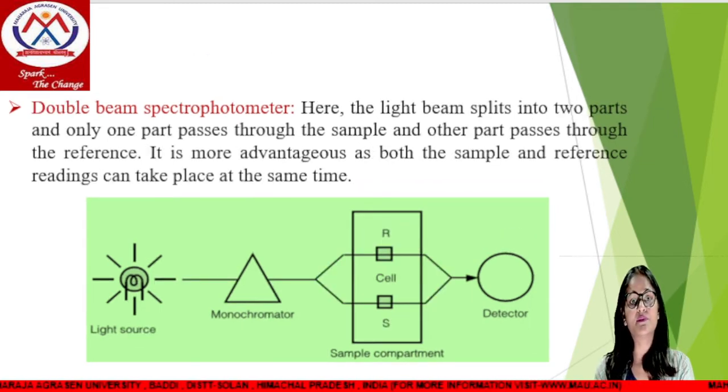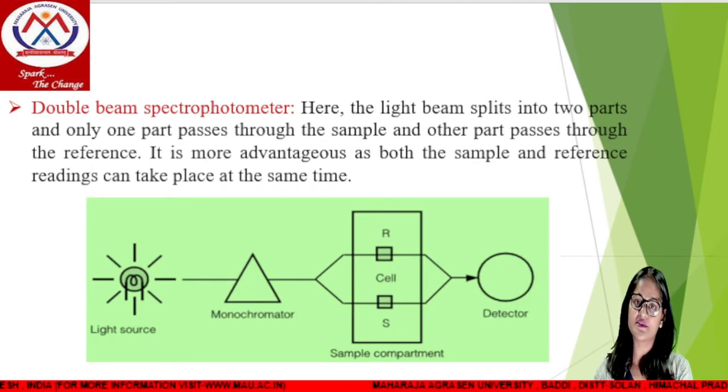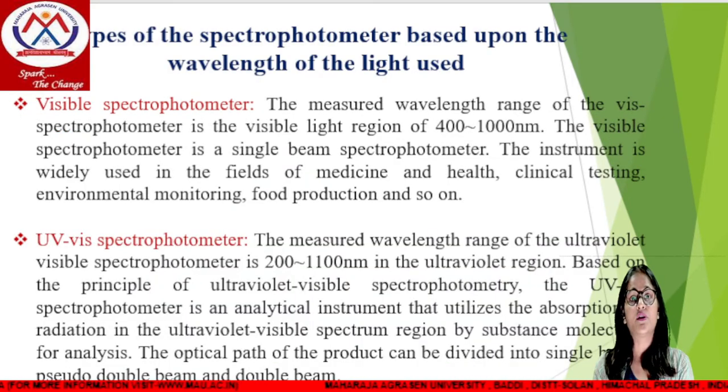Another one is the double beam spectrophotometer. Here, the light beam splits into two parts, and only one part passes through the sample and the other part passes through the reference. It is more advantageous as both the sample and reference readings can take place at the same time.